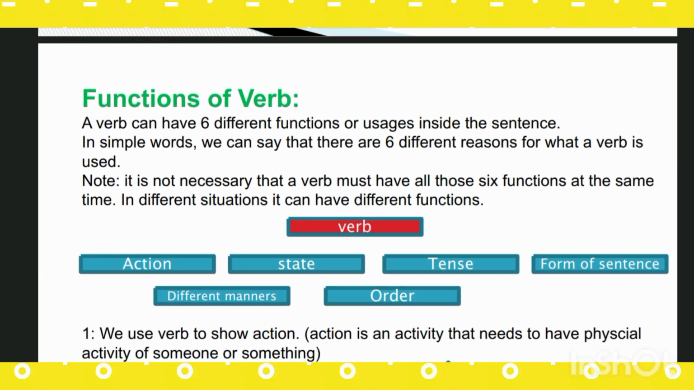Now I want to teach the function of verb. What does that mean? A verb can have six different functions or usages inside of a sentence. In simple words, we can say that there are six different reasons for which a verb is used. It means they have six different functions or usages.